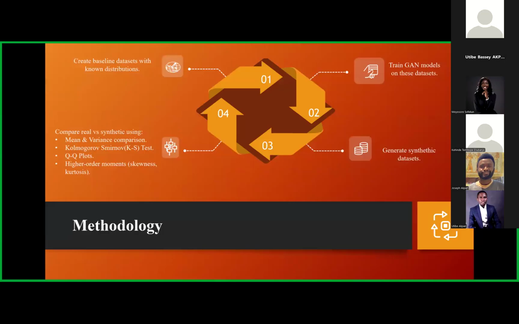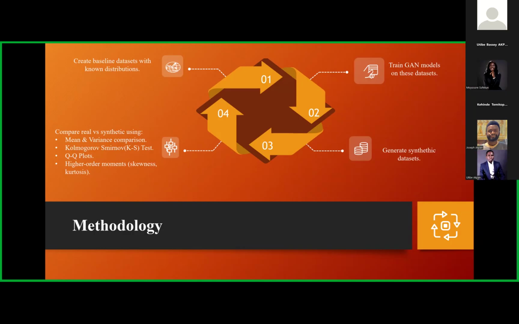Moving on to our methodology. For our methodology, the first step was creating a control data set where we knew the exact statistical properties: the normal, the binomial, and the skewed distribution. This control was important because it allowed us to measure precisely how close the synthetic data came to the real thing. The second step was to train GAN models on these data sets, and the third was to generate synthetic data sets.